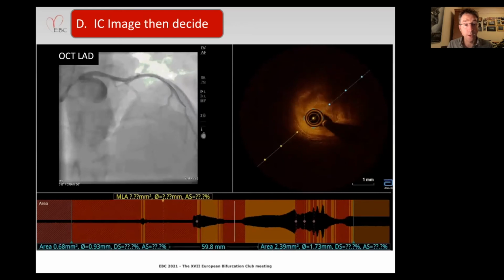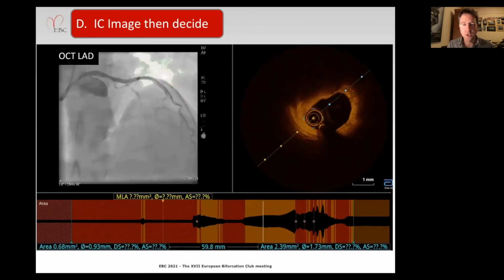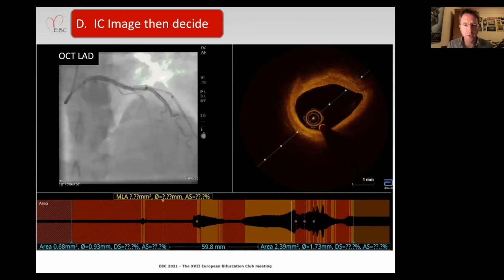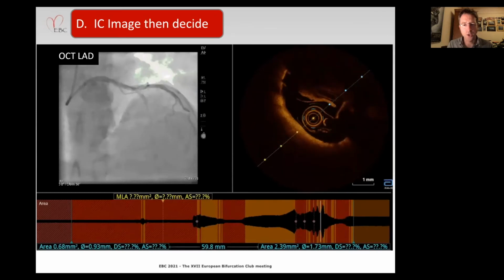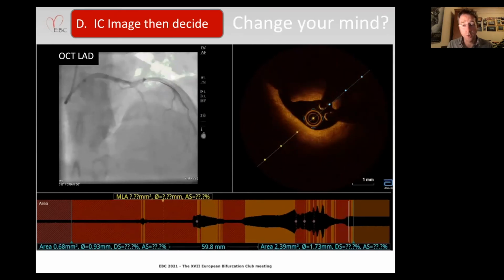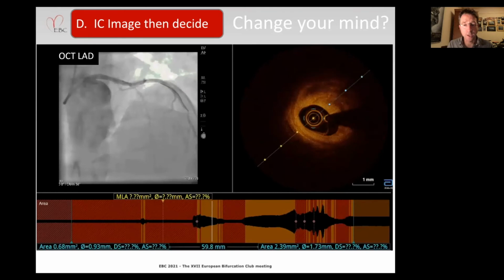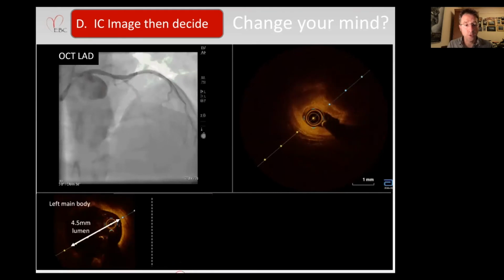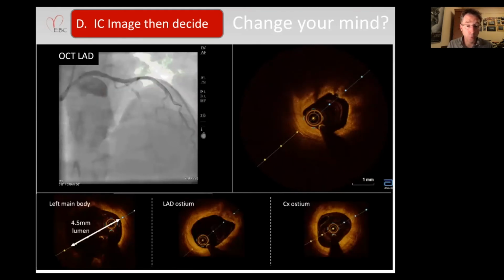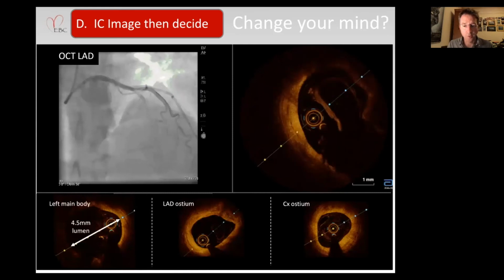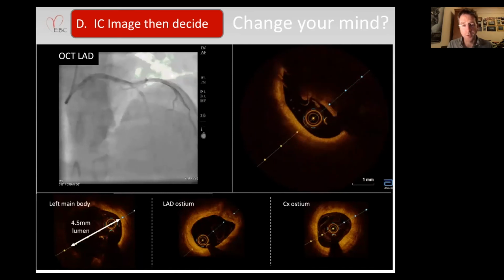So I went about imaging without predilatation, so the quality of this run is not perfect, but actually it answers the question that I required, which is that we see disease extending back into the ostium of the left main. So we see the left main is about 4.5 luminally. We see plaque at the ostium of the LAD. We see plaque at the ostium of the circumflex.